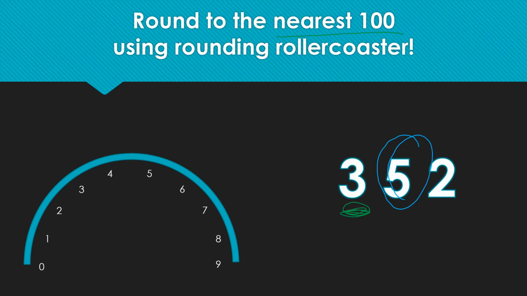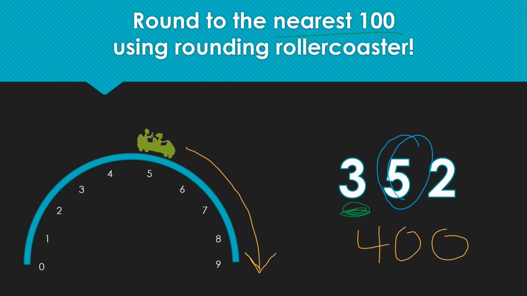So let's put our roller coaster on the number 5. If our roller coaster had stopped there, it would fall this way. That means our number is going to go up to the next nearest 100, which is 400. So 352 rounded to the nearest 100 is 400.